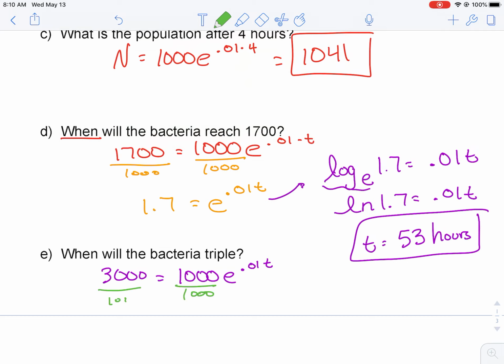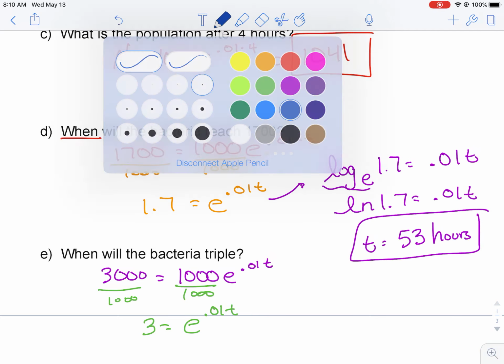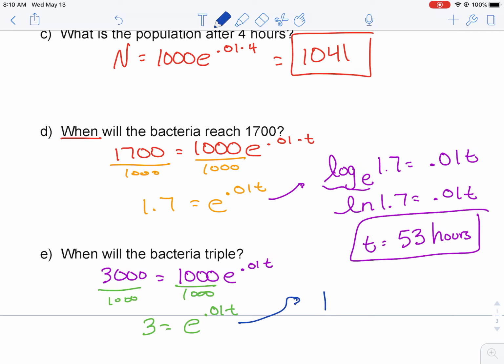First step is to divide by 1,000. So we get 3 equals e to the 0.01t. Okay, then in order to solve an exponential, we've got to switch it to log form. So it's log base e of 3 equals 0.01t. We know log base e is just ln, so that's ln of 3 equals 0.01t.